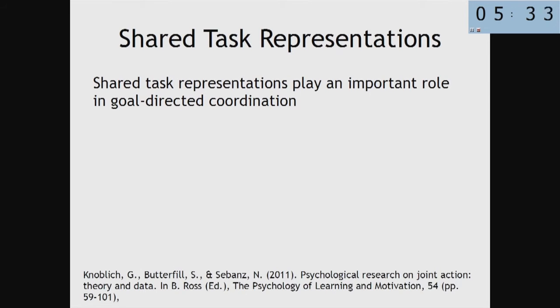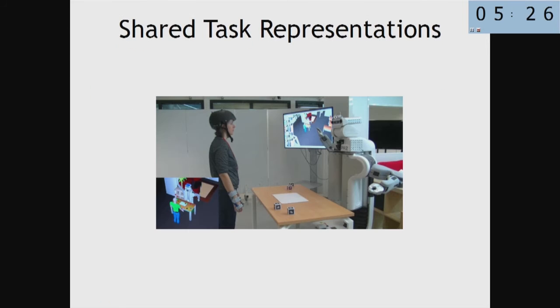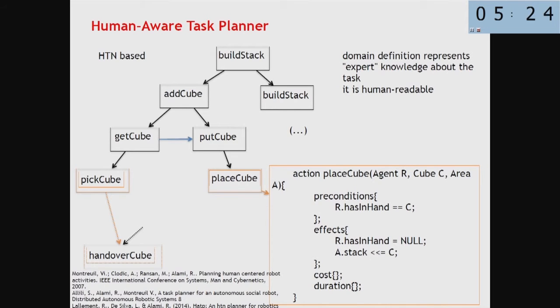The last coordination process is a shared task representation, which plays an important role in goal-directed coordination. So what does it mean on the robot side? We have done a planner, which is a human-aware task planner. So for example, for our build stack, we've got a domain saying that to build a stack, we add a cube and we continue to build the stack. To add a cube, you get the cube, you put the cube, and to get the cube, you can pick the cube or under the cube, etc.